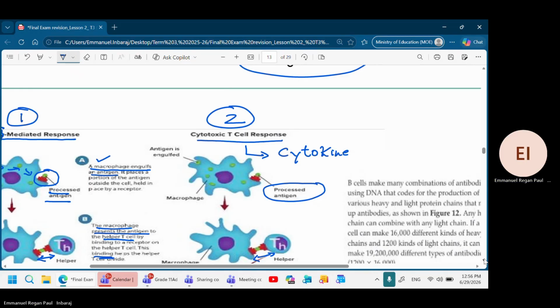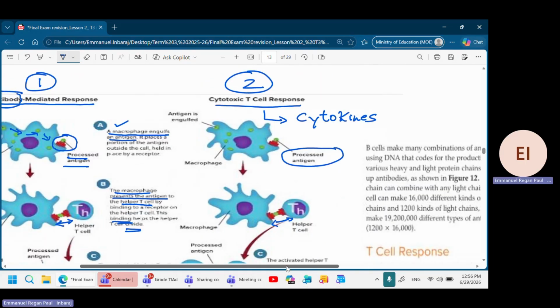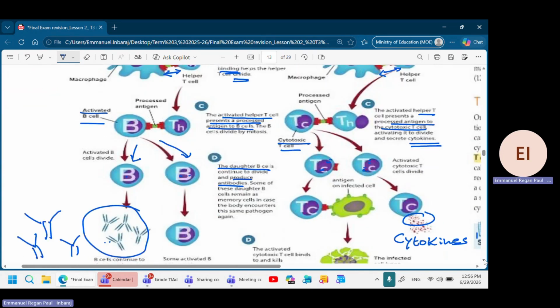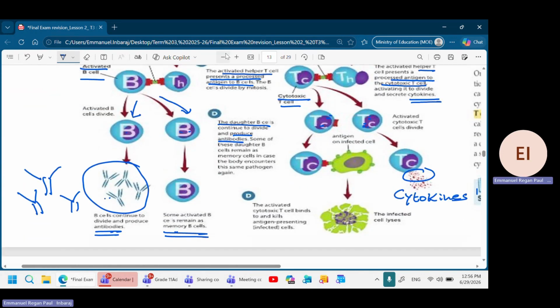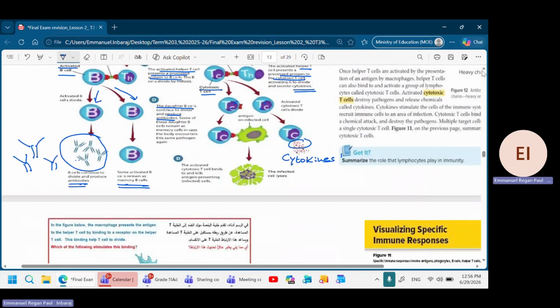They release cytokine. Okay. And what about this one? The antibody mediated response. Not only that, you can also find the presence of memory cells. Memory cells. Okay, so that is the difference between the cytotoxic and the antibody mediated response.